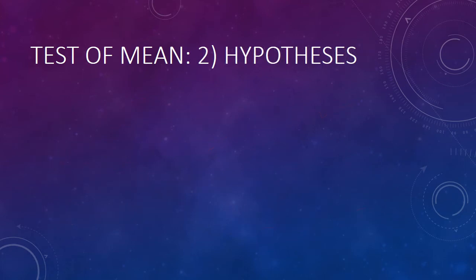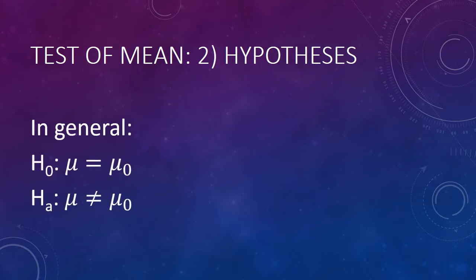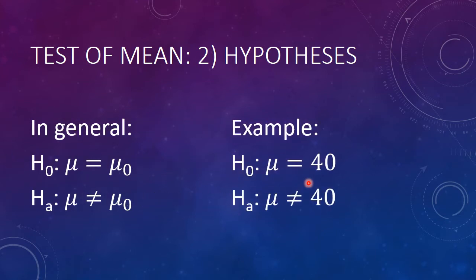Next, what will our hypotheses be? For a test of a mean, the null hypothesis will always be the population mean equals some value from the problem. We can call this null hypothesis value mu0. In this case, the null hypothesis for this example is that the population mean equals 40 versus the alternative hypothesis that the population mean does not equal 40.